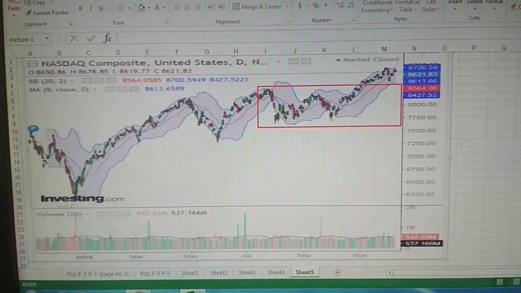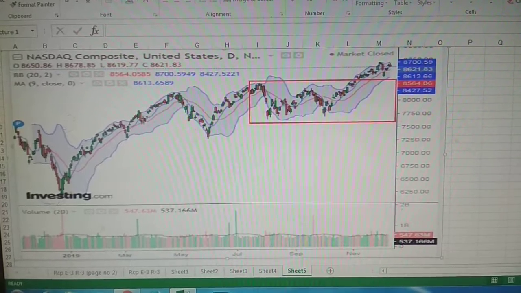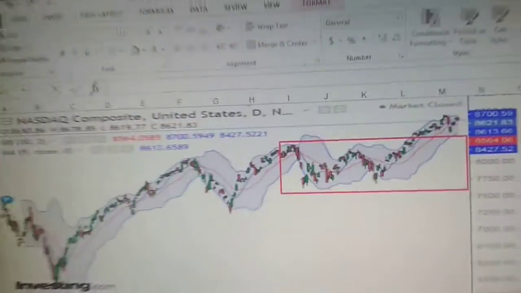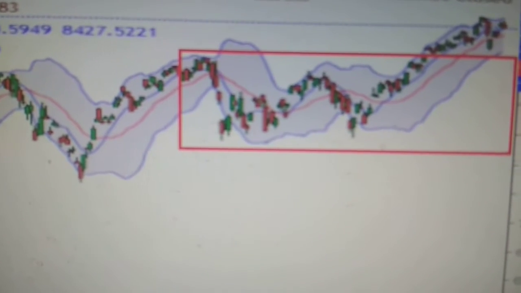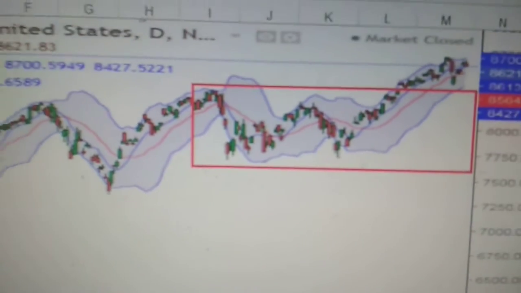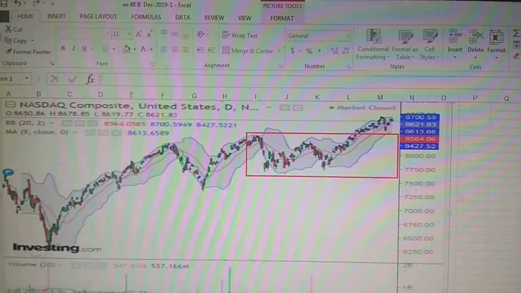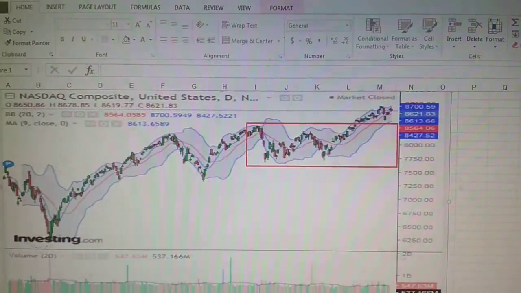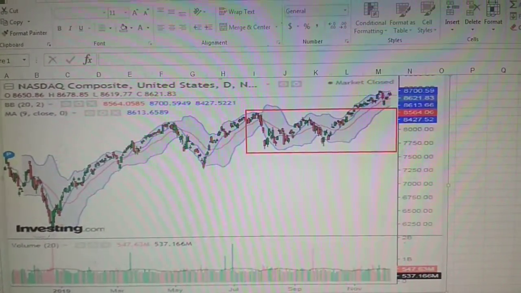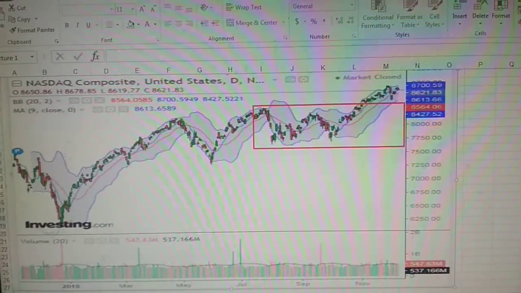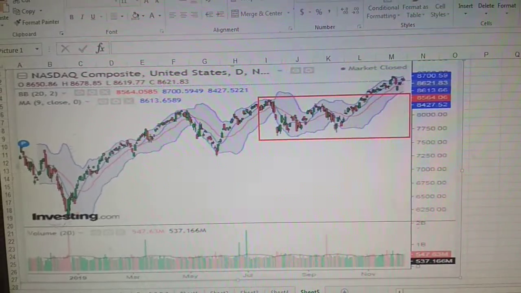Okay friends, the Bollinger Band median line is supporting the candles. You can see this can indicate that in coming days the Nasdaq is going to the higher side. Near term targets are 8800 and 8850. Make a buy position in Nasdaq in future and you will get a good benefit.